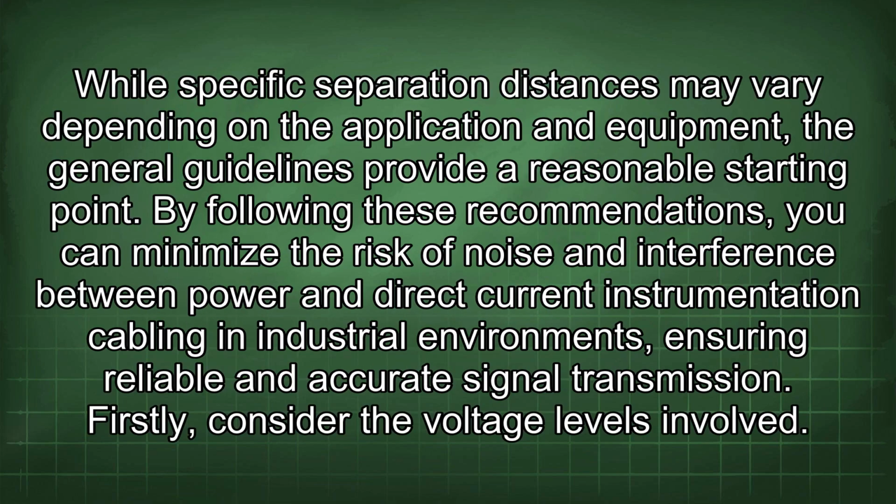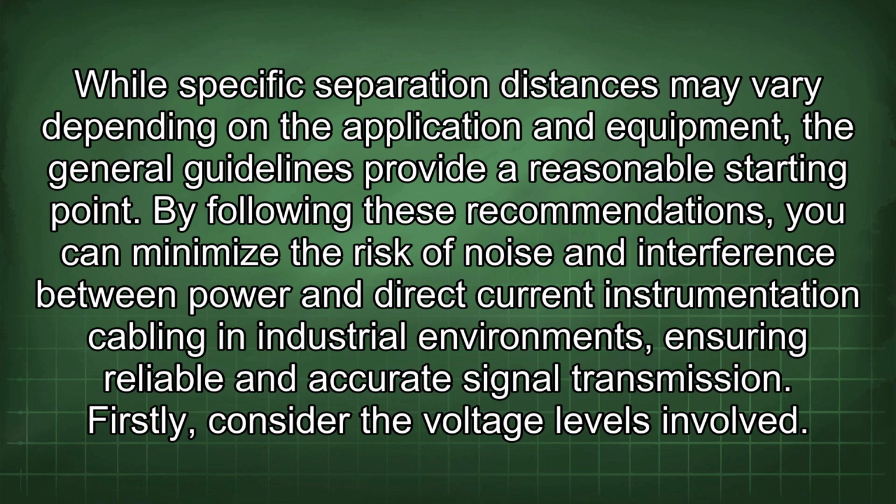While specific separation distances may vary depending on the application and equipment, the general guidelines provide a reasonable starting point. By following these recommendations, you can minimize the risk of noise and interference between power and direct current instrumentation cabling in industrial environments, ensuring reliable and accurate signal transmission.